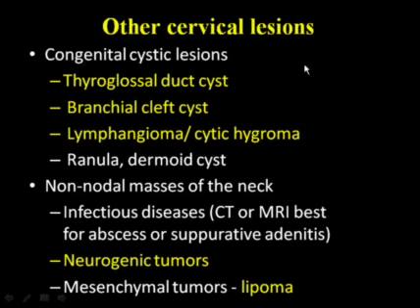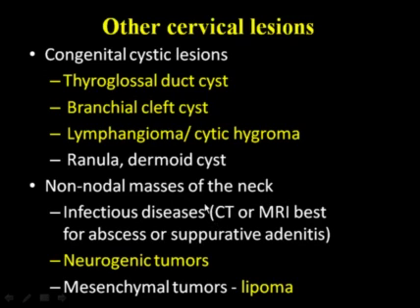Other cervical lesions that we can see when we're scanning the neck in this patient population include congenital cystic lesions. We'll talk today about thyroglossal duct cysts, branchial cleft cysts, and lymphangioma or cystic hygroma. We will not discuss some of the other cystic lesions of the neck. And again, I'll just touch briefly on non-nodal masses of the neck.